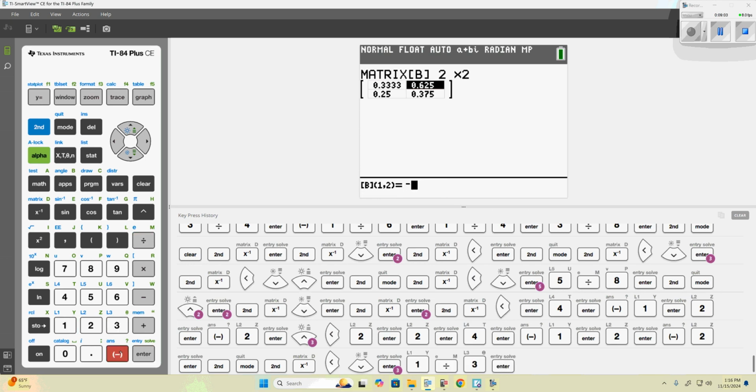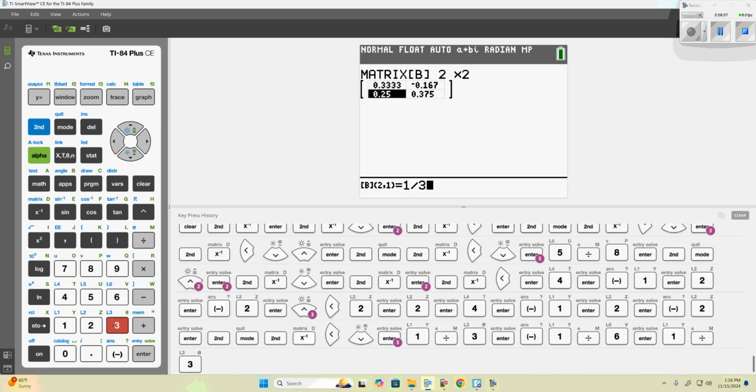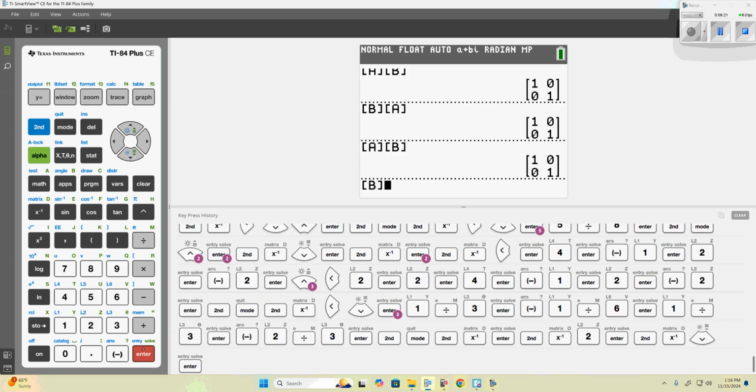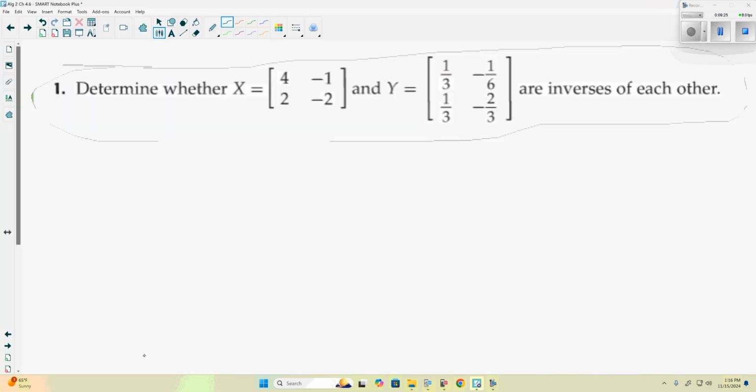1/3, -1/6, 1/3, -2/3. Second matrix A times second matrix B: it does indeed give us the identity. So this is also, yes.